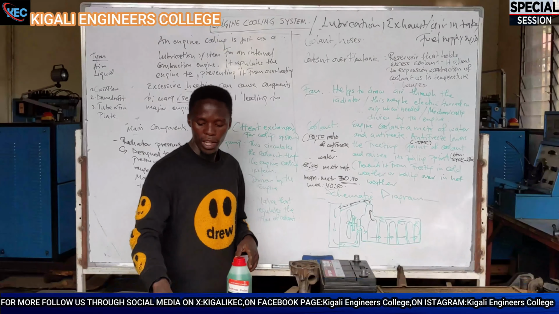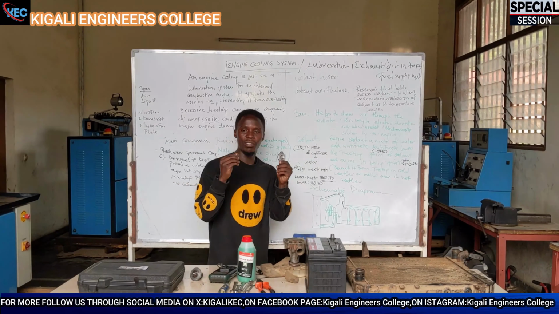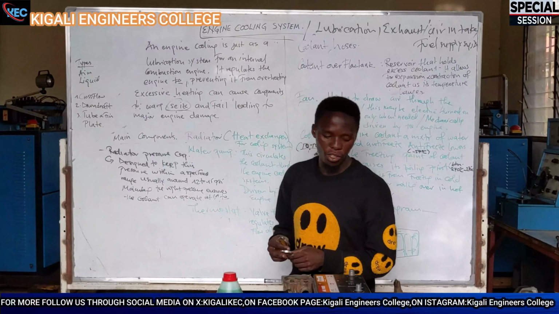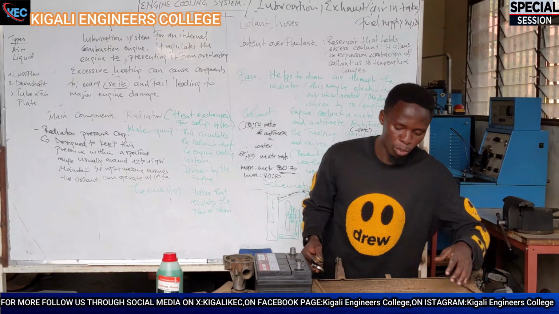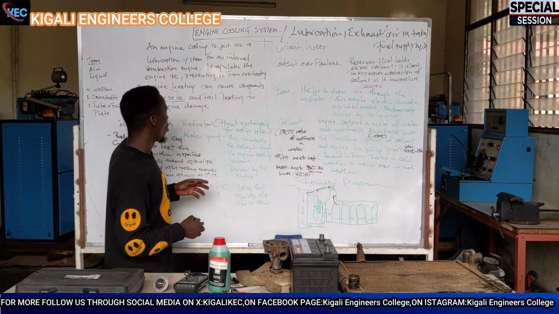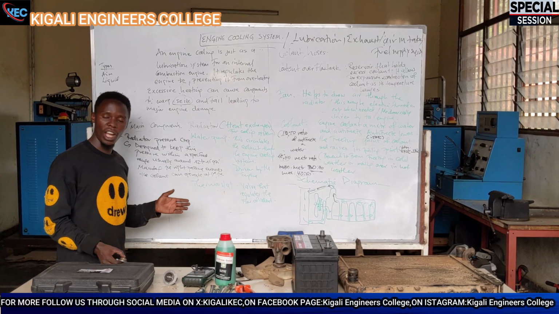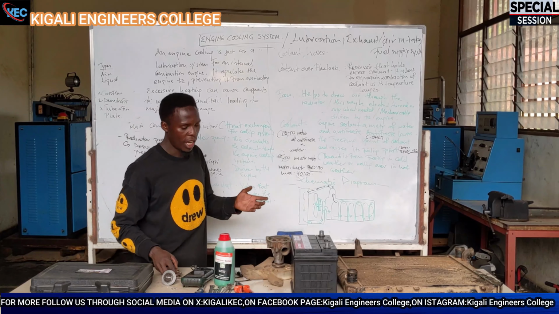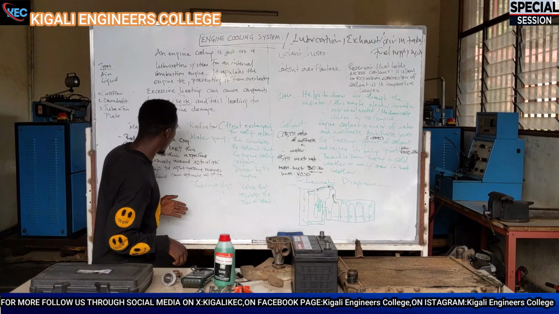And from there, we have what we call the radiator pressure cap. This is the pressure cap, which is always on the radiator, at the top of the radiator, where you fill the radiator. It also maintains the pressure of the system in our vehicle.